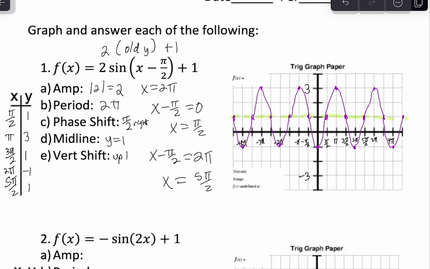So that is how you graph a sine function. Hopefully that has kind of helped you with that process. You have 3 more to go. Keep going. There you go.